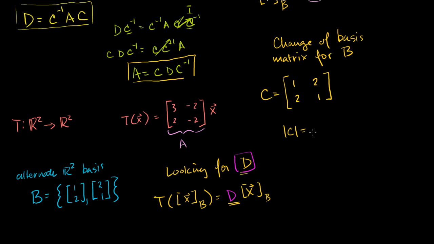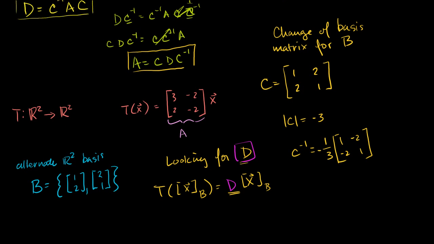So 1 minus 4 is minus 3. And so C inverse is going to be equal to 1 over the determinant, 1 over minus 3, or minus 1/3, times, we switch these two guys, so we switch the 1 and the 1, and then we make these two guys negative, minus 2, minus 2. That is C inverse. So this D vector right here is going to be equal to C inverse times A, the transformation matrix with respect to the standard basis, times C.